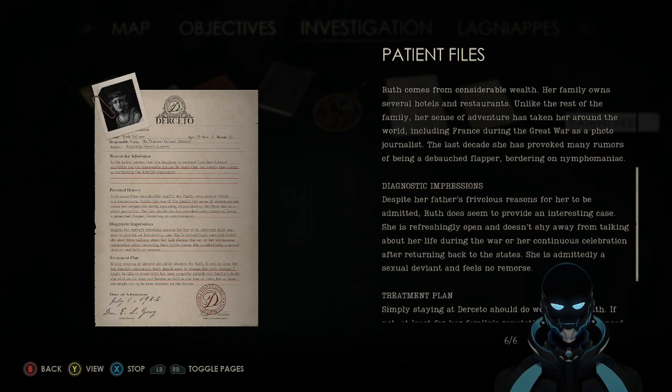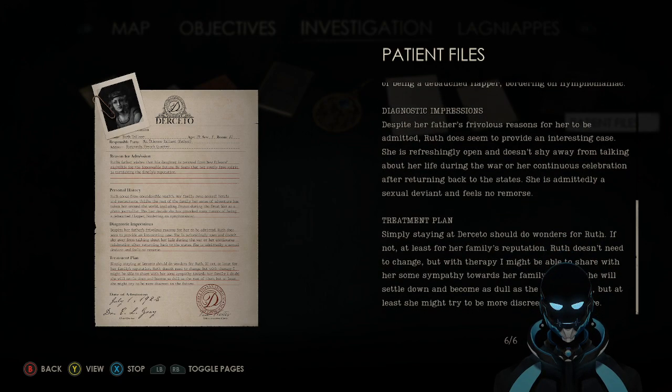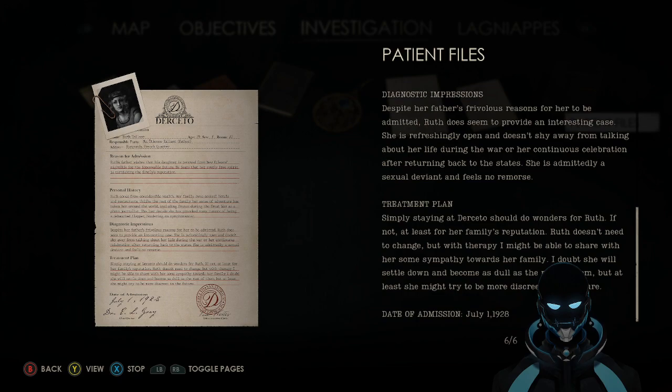And her treatment plan? Simply staying at Derceto should do wonders for Ruth. If not, at least for her family's reputation. Ruth doesn't need to change, but with therapy I might be able to share with her some sympathy towards her family. I doubt she will settle down and become as dull as the rest of them, but at least she might try to be more discreet in the future.